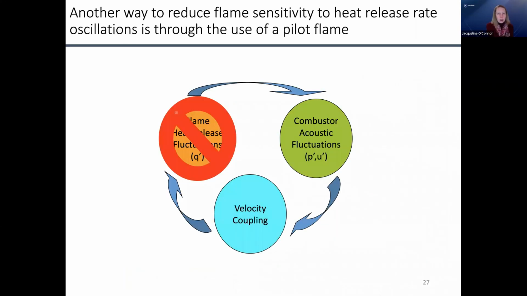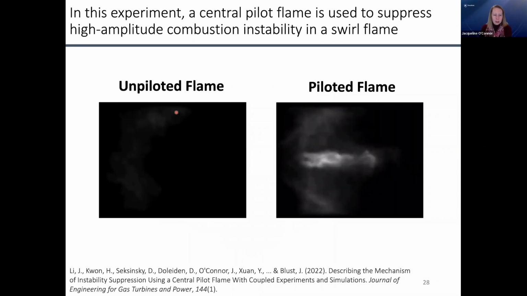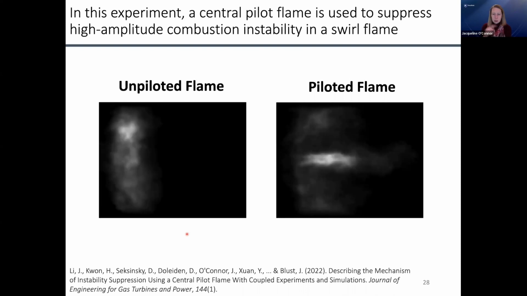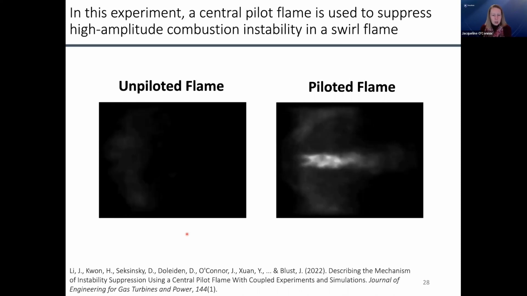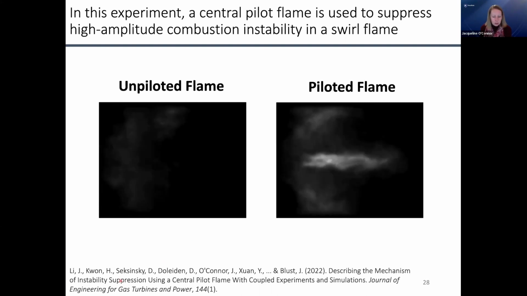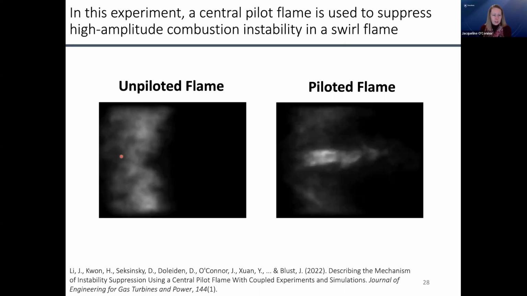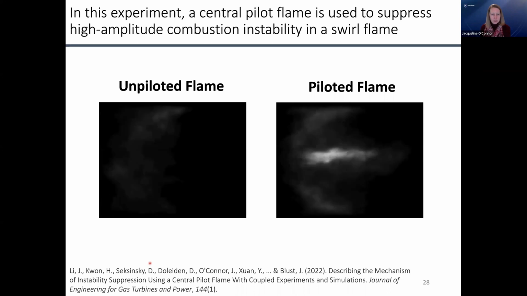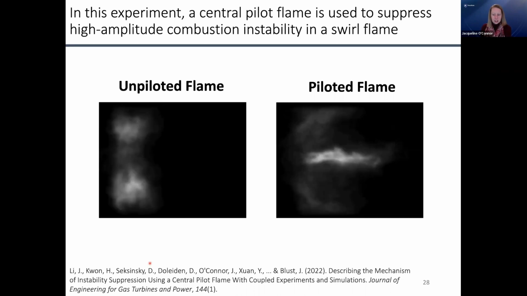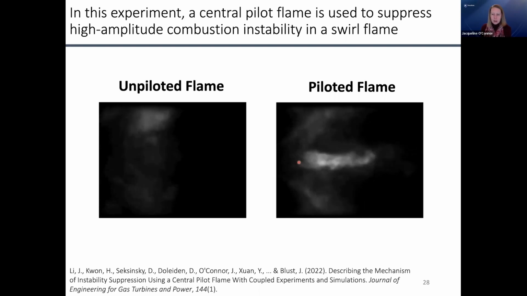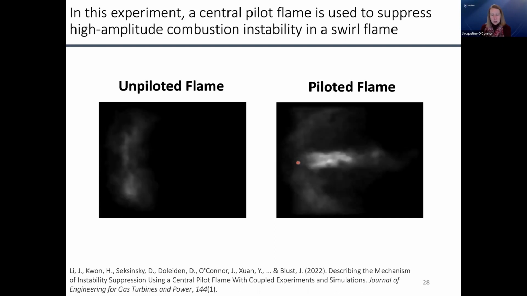All right, so another way that we can reduce flame sensitivity to perturbations is through using what's called a pilot flame. And so a pilot flame is basically now you have two fuel circuits in a single nozzle as opposed to multiple fuel circuits in a combustor. This video, the reference that I'm going to be talking about is a paper we published that came out earlier this year. On the left is an unstable swirl stabilized flame. You can see really nice oscillations coming out of that. And then on the right is a piloted flame. So this central jet flame in the middle is the pilot flame, and it suppresses the instability.